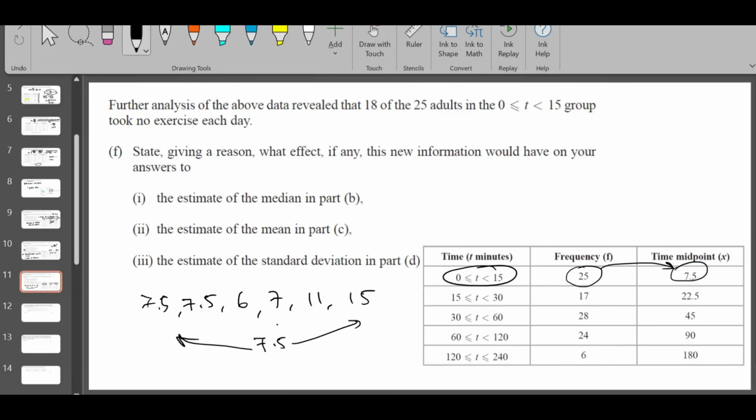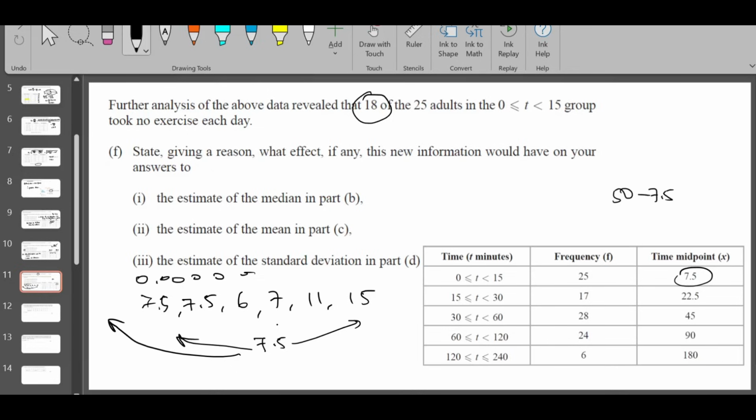Now 18 of them are not taking any exercise, so 18 zeros. Instead of this, we are going to have 18 zeros actually. So the spread will be more also, right? If you want to compare with the mean, which is 50 point something, let's say 50 to 7.5, the spread is 42.5, right? Now there are 18 zeros, so 50 minus 0 is 50. From the mean, the spread is going to increase because there are a lot of zeros.